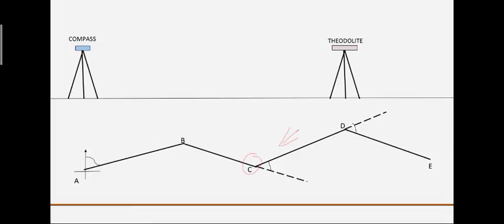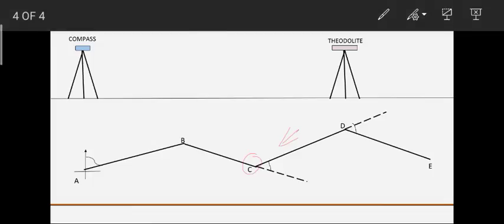Then you have to plot this and calculate the interior angle of these two lines, right? That is how you are going to do the open traversing and plotting also. For plotting you require angle as well as distance. So for that, deflection angle and distance is enough, right? So that's for today.